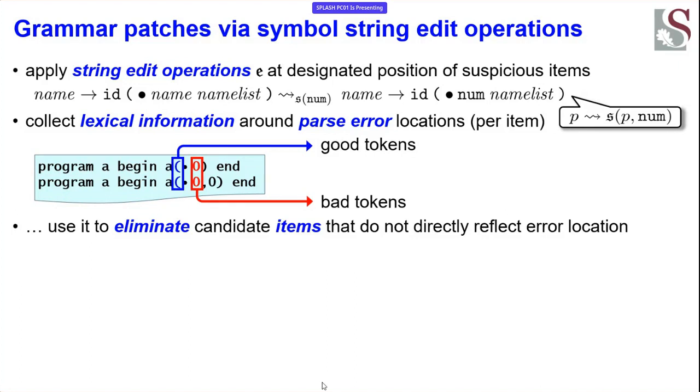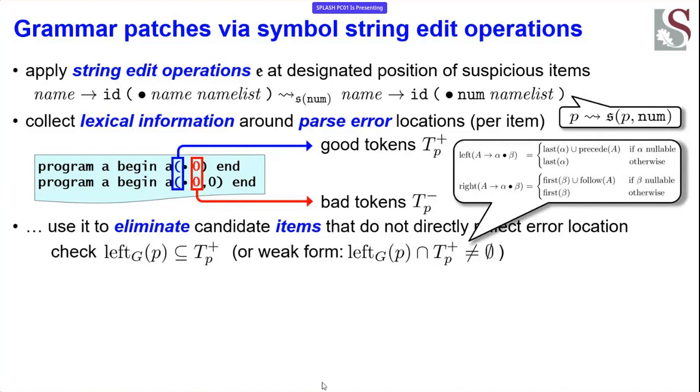All right? So we use this first to eliminate items, possible rules with locations, that cannot directly reflect the error location. And so we check whether anything that could have been used as a token or could have occurred as a token on the left-hand side of the designated position is in the set of good tokens. That means that the rule actually came through, or that the error location was actually achieved through this rule. So any rule that doesn't satisfy this condition or a weaker form of this gets thrown out. It cannot be a repair because it didn't go through the context in which the error occurred.